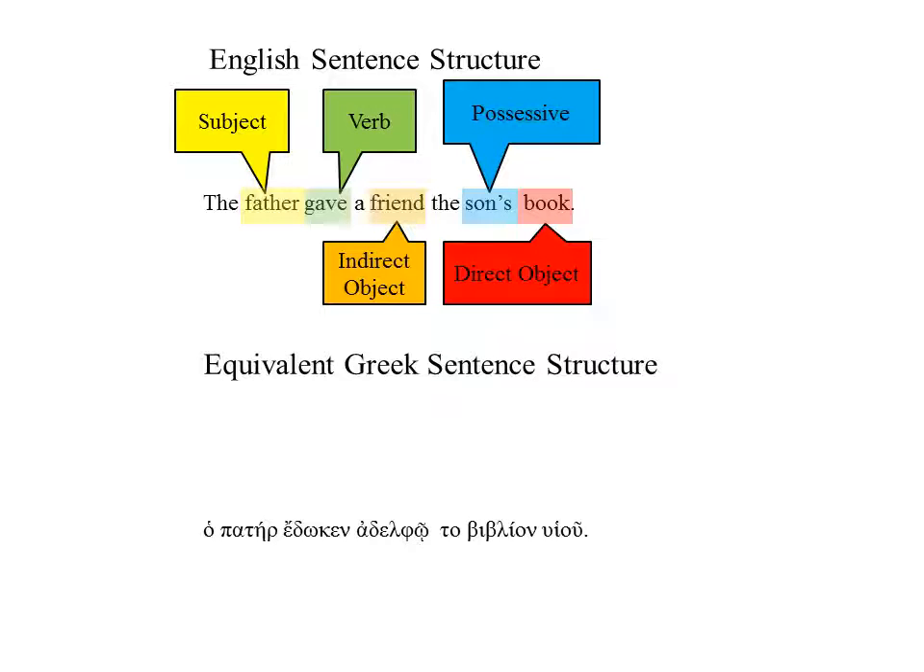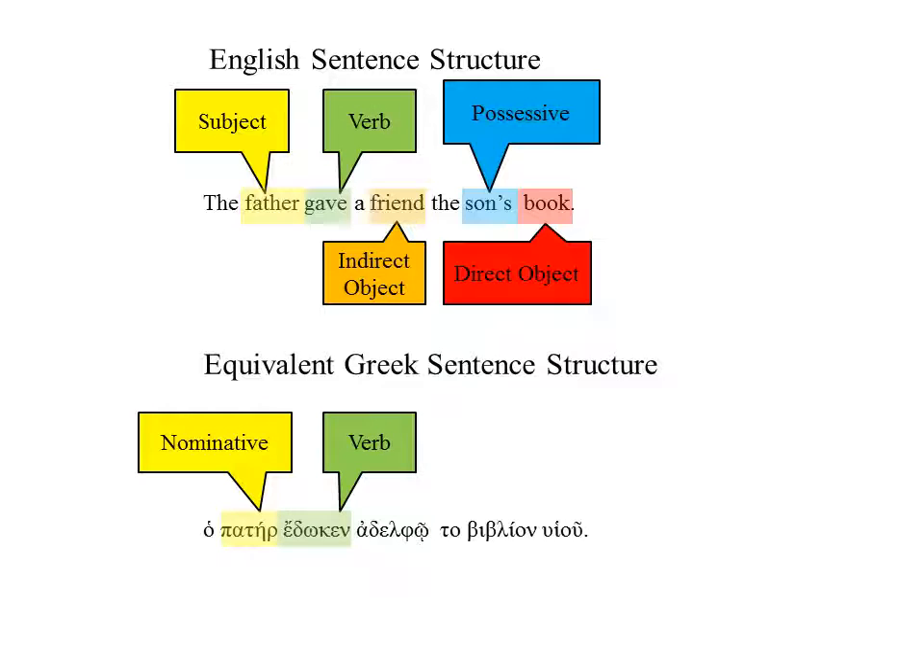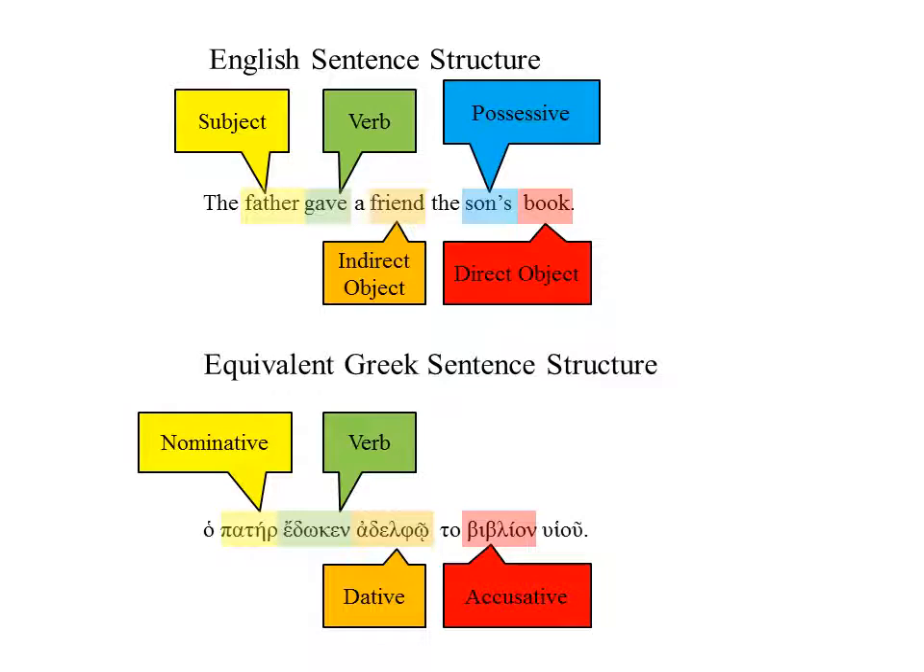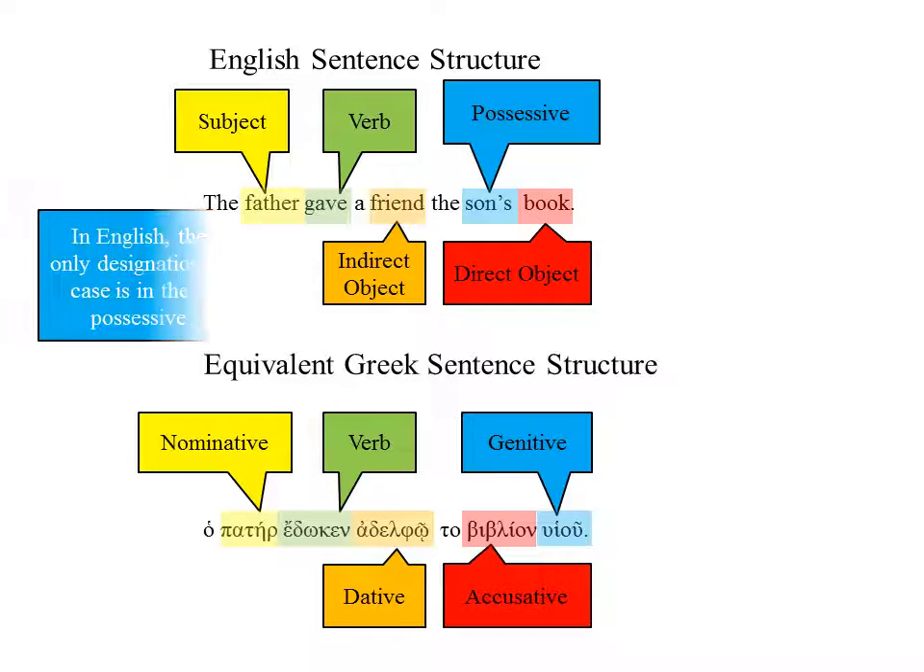An equivalent Greek sentence structure, that is, I'm just translating this into Greek: ho pater edōken adelphō ta biblion huiou. We have the nominative, ho pater, the father, and the nominative is always the subject of the sentence. Edōken is the verb, in this case the past tense. Adelphō is the dative, and we know it's the dative because it has an iota subscript on it. Ta biblion is the accusative, the direct object, and huiou is the genitive, which is the same as the possessive.